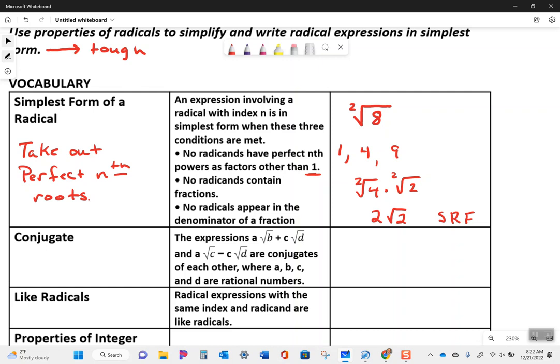Second one we've talked about a lot, especially when we dealt with polynomial functions in Chapter 3, a conjugate. It says the expressions square root of b plus c times square root of d. And I think I've got a typo here.